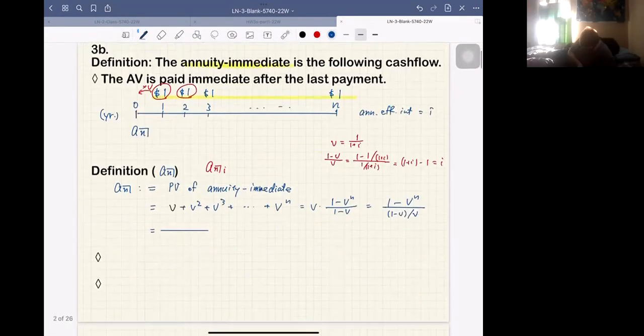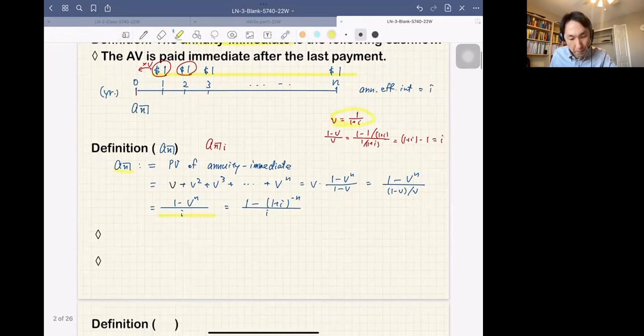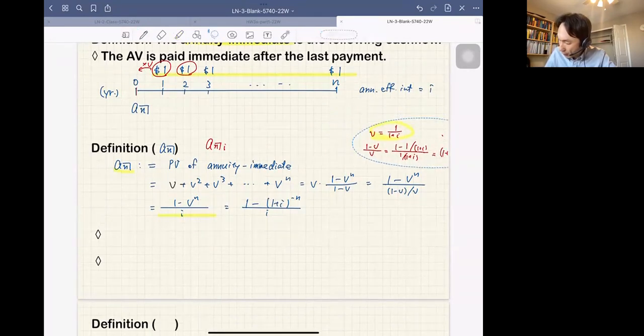So that means (1 minus v to the power n) over i. So this is the formula for a angle n. Or of course you can write this with i: (1 minus (1 plus i) to the power negative n) over i, because v is 1 over 1 plus i. Yeah, so I wanted to say this one here.